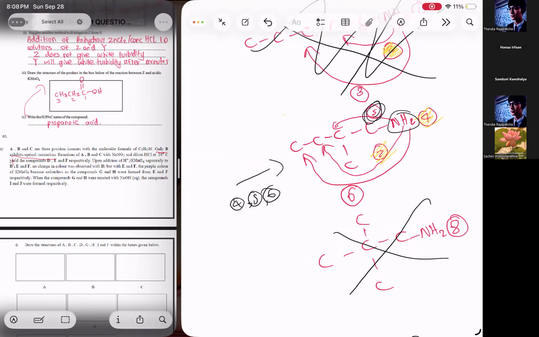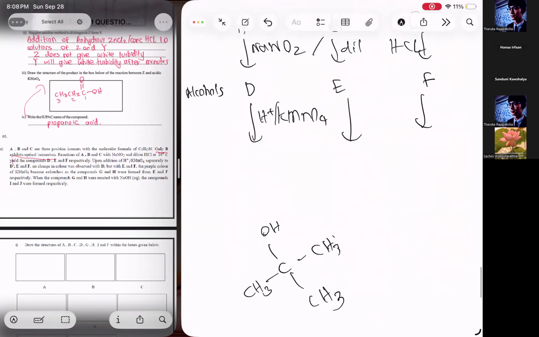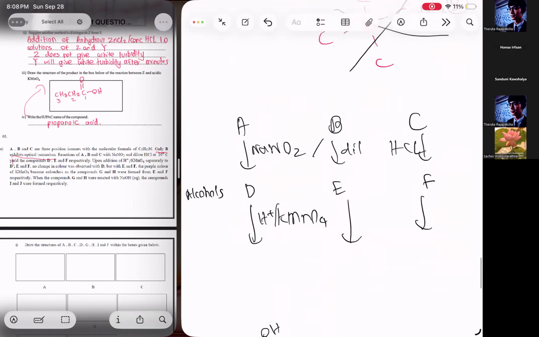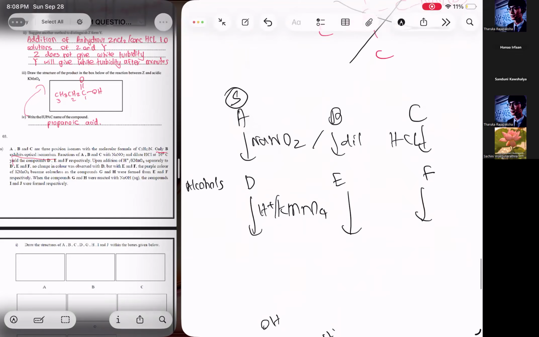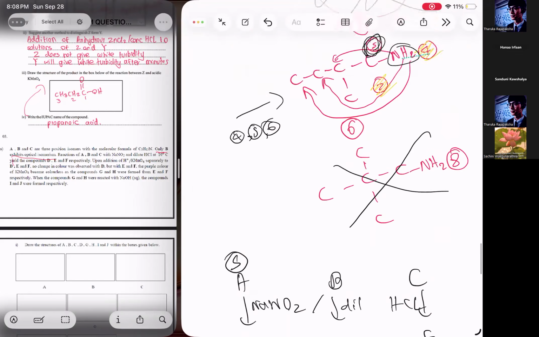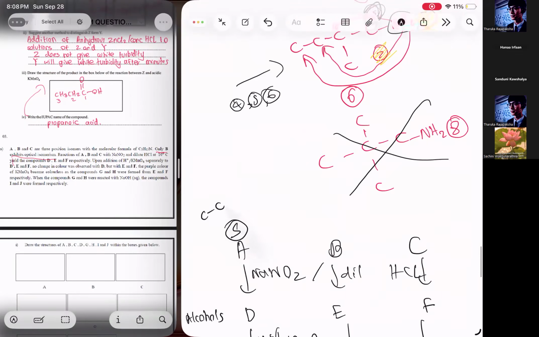And among them, the fifth one definitely should be D, right? This is the fifth one then. A is going to be the fifth one, right? A is going to be the fifth one. Let me draw the structure above it. This is going to be A.